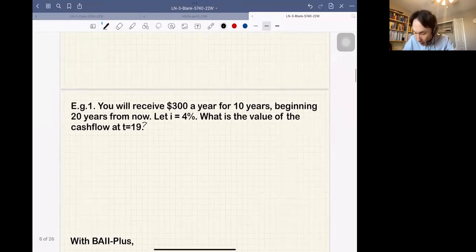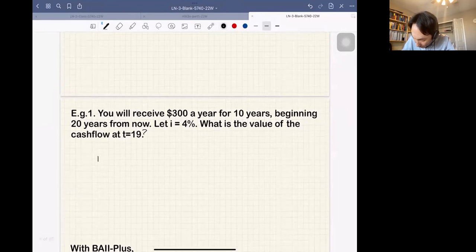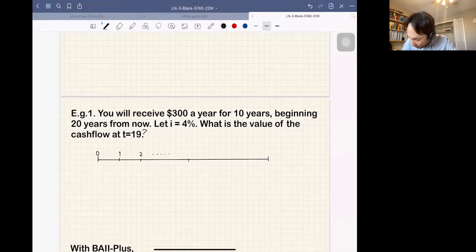But okay, so at first we prepare the time diagram. So always make a time diagram first. For example, if you take a quiz and you don't really know the answer, but you write the correct time diagram, at least you will get some partial credits. Okay, so you start receiving $300 20 years from now, and 300, 300, 300, so 10 times.